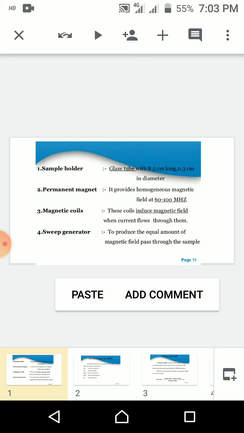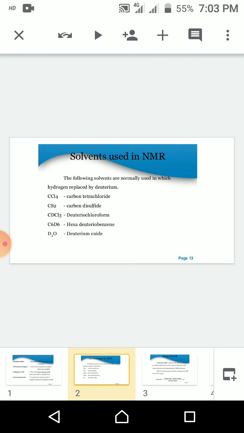Next is the sweep generator. It produces an equal amount of magnetic field passed through the sample. Now we discuss the solvent used in NMR. It is a very important part. The peaks may vary as per the quality of the solvent used in NMR.